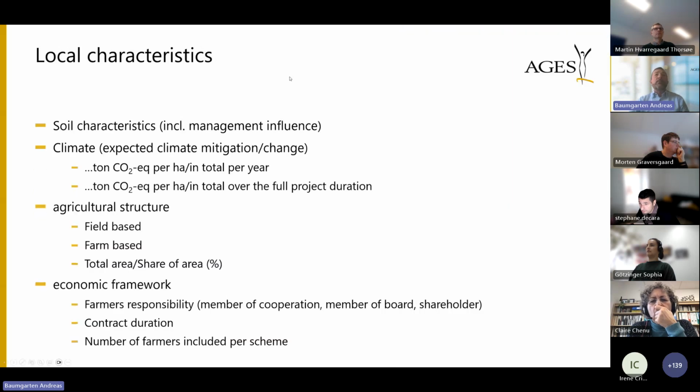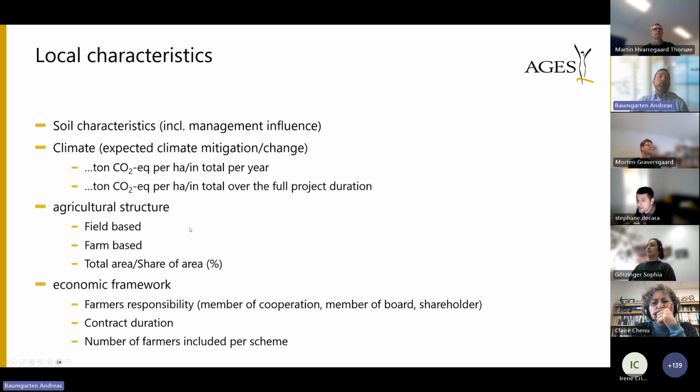Now, the local characteristics should be of a very great importance, I think, for the further decisions. So you have to take into account the soil characteristics. You have to take into account the climate and the development of the climate, as I've said before. You also have to take into account the agricultural structure.